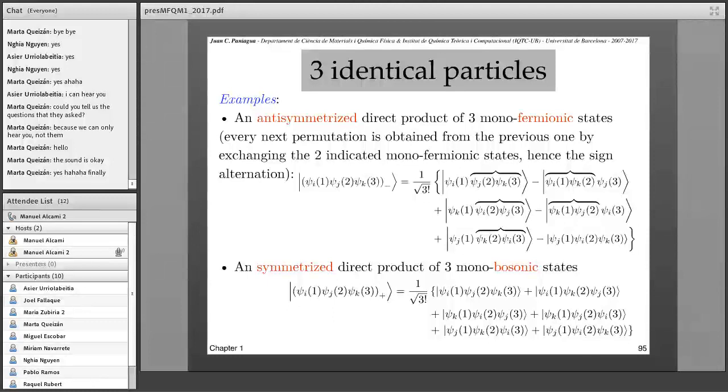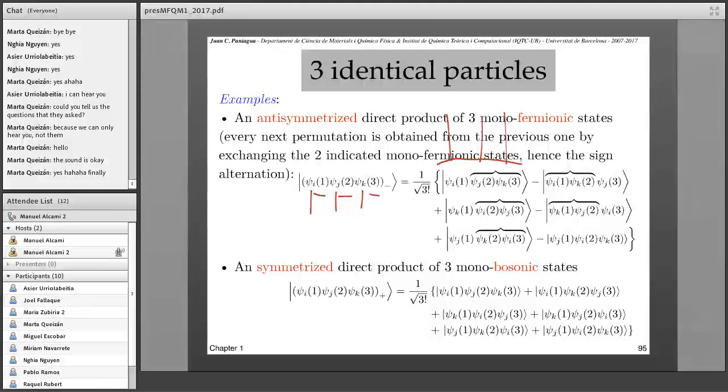Well, in this example, I assume that this is the main permutation, and so the first term has the indexes of the states. Here I am permuting not the states, but the indexes of the states, not the labels of the particle, but the indexes. In fact, it's equivalent, but we normally assume that the first factor refers to particle one, the second to particle two, the third to particle three.